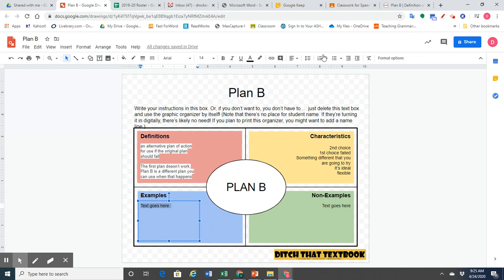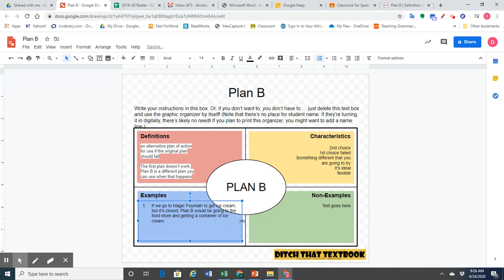Okay, so I'm going to come up with two examples. So I'm going to number them. The first one is if we go to Magic Fountain to get ice cream, but it's closed. Plan B could be going to the food store and getting a container of ice cream. I'm going to stretch this box out so that I can fit both of my plans in there.